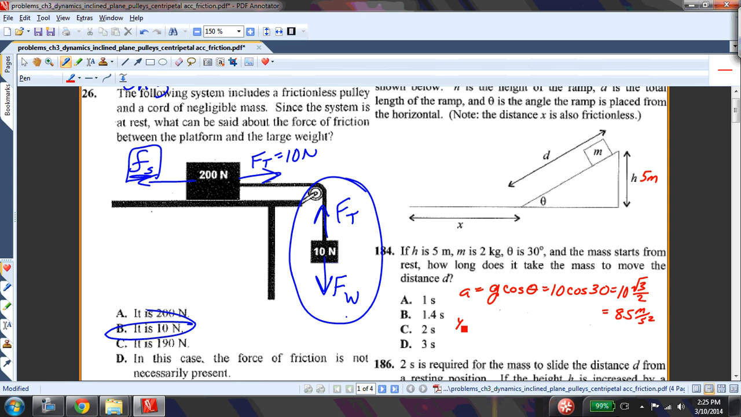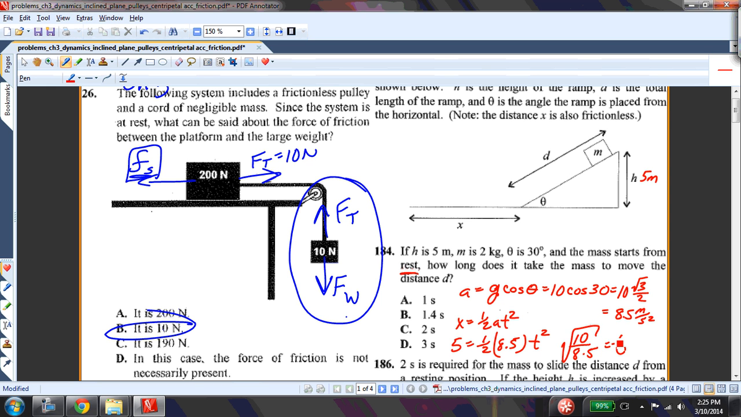And now it's just a matter of finding how long does it take to move that distance d. So I'm going to use my x equals 1/2 at squared kinematics equation. It starts from rest, so v naught I'll just leave off. And I put in my values here, 1/2 equals 1/2 of 8.5 times t squared. And then I solve for t. So that's 10 over 8.5. The root of that is equal to t.